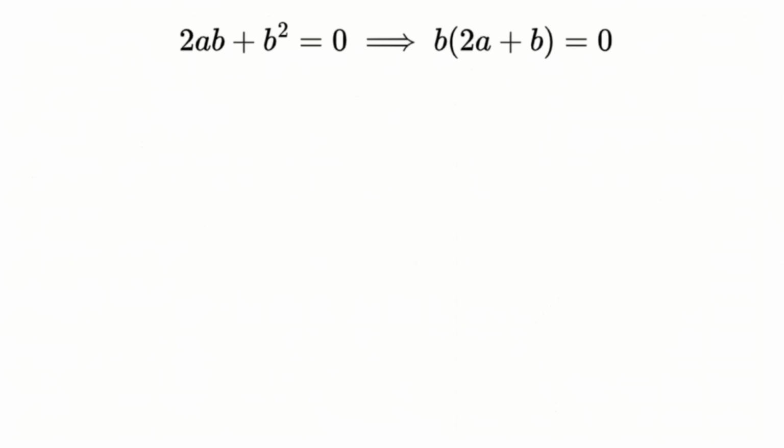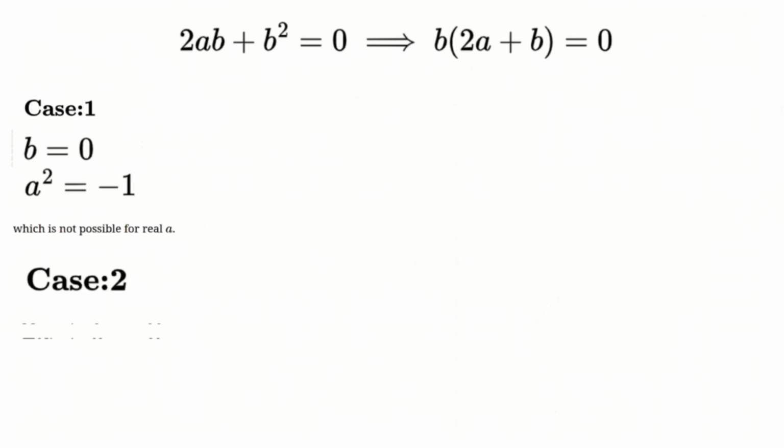Now let's solve this system. From the second equation, 2ab plus b squared equals 0, factoring out b times the quantity 2a plus b equals 0. This gives two cases. Case 1, b equals 0, which leads to a squared equals negative 1, which is not possible for real a. Case 2, 2a plus b equals 0. Solving for a equals negative b divided by 2.